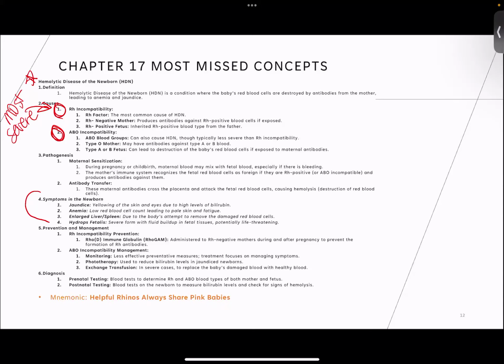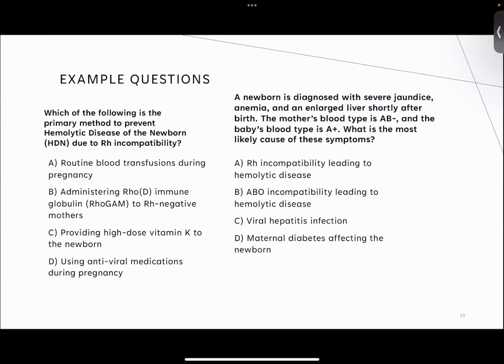Helpful rhinos always share pink babies. So helpful is hemolytic disease of the newborn, rhinos is for the RH factor, and then always is leading to anemia, and ABO blood group types. Sharing is going to be the sensitization, and then pink will be the pathogenesis aspects of that, where we're going to be having the symptoms of the disease, and then the babies. I have the notes on this one as well at the bottom of the slide when you look at the notes for the slides yourselves, if you care about those little mnemonics to help you remember that.